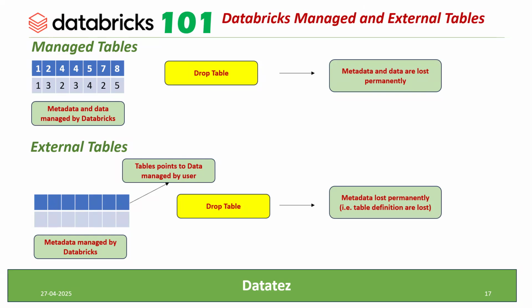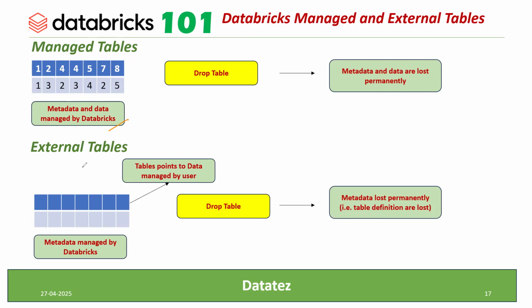Databricks tables are similar to RDBMS tables, but in Databricks, we have two types of tables. One is the managed table, the other one is the external table. What's the difference between them? When you create managed tables, both the metadata and data are managed by Databricks. And if you drop this kind of table, both metadata and data are lost permanently. So we should be cautious about it.